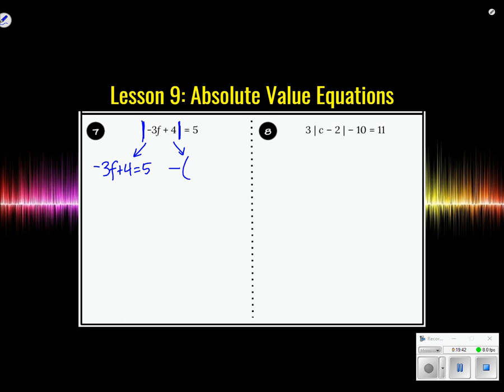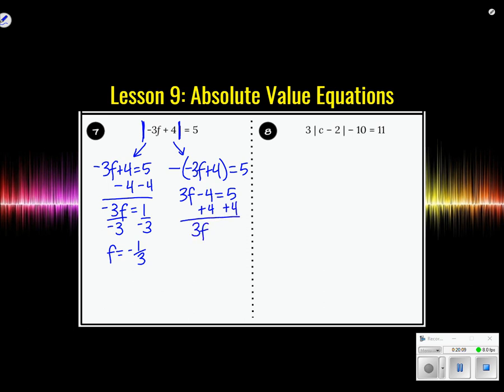So negative 3f plus 4 equals 5. And then we're going to solve. Subtract 4. Negative 3f equals 1, divide by negative 3, f is negative 1/3. And then for this other one, I'm going to distribute, so I'm going to get 3f minus 4 equals 5. I'm going to add 4. 3f equals 9, divide by 3, f equals 3. So I've got two answers. And then you can check.